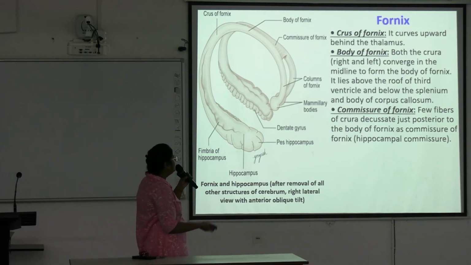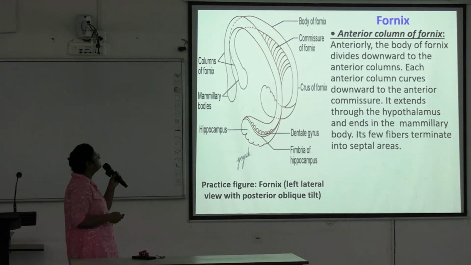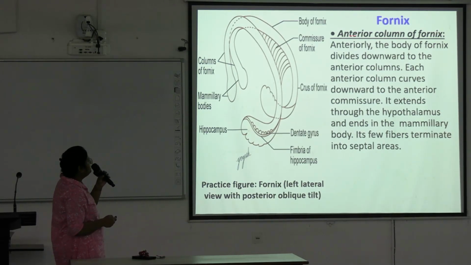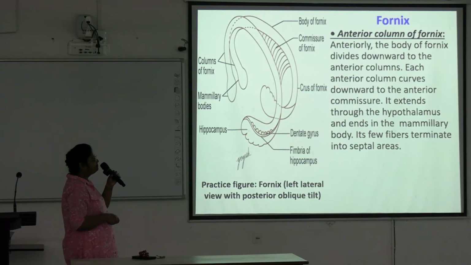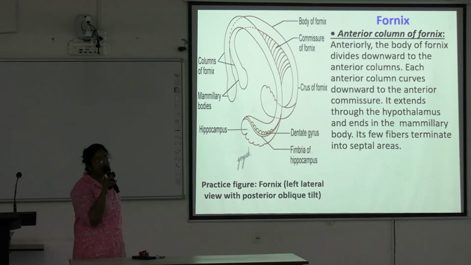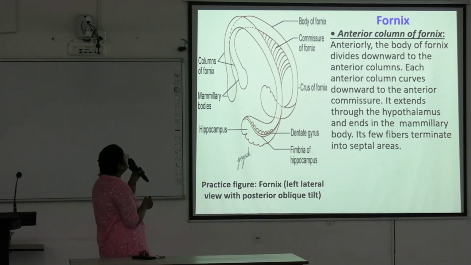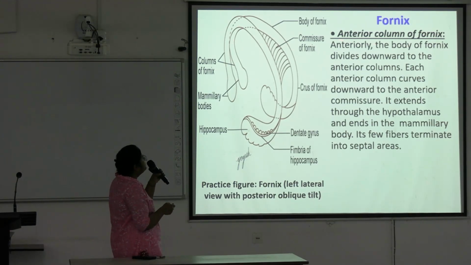Next we go to the anterior column of the fornix. You should practice a schematic diagram like this of the fornix. Fornix is an important short note; it can come as a short note. So the anterior column of fornix, these are the anterior columns.